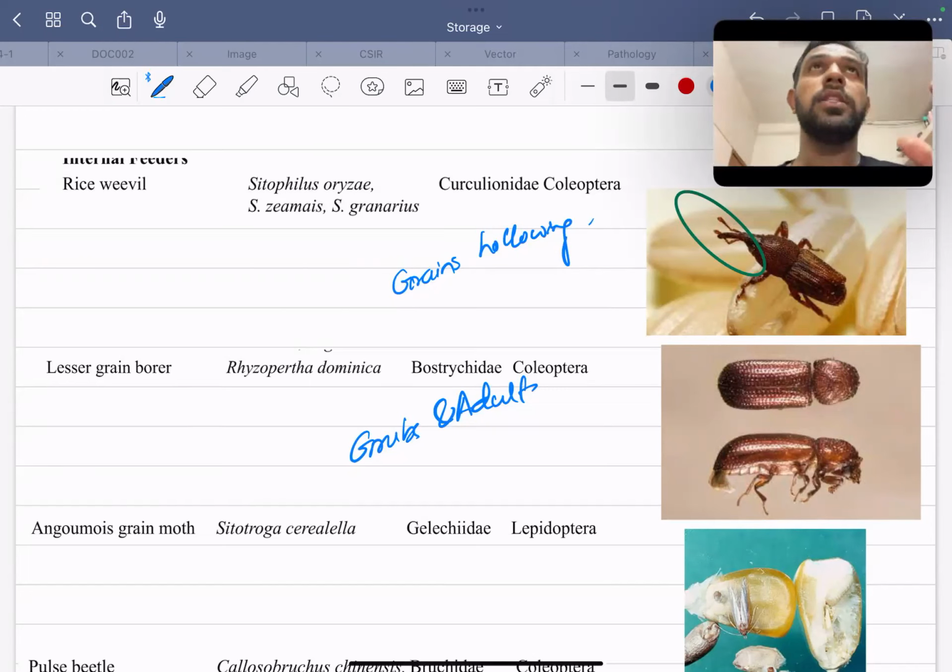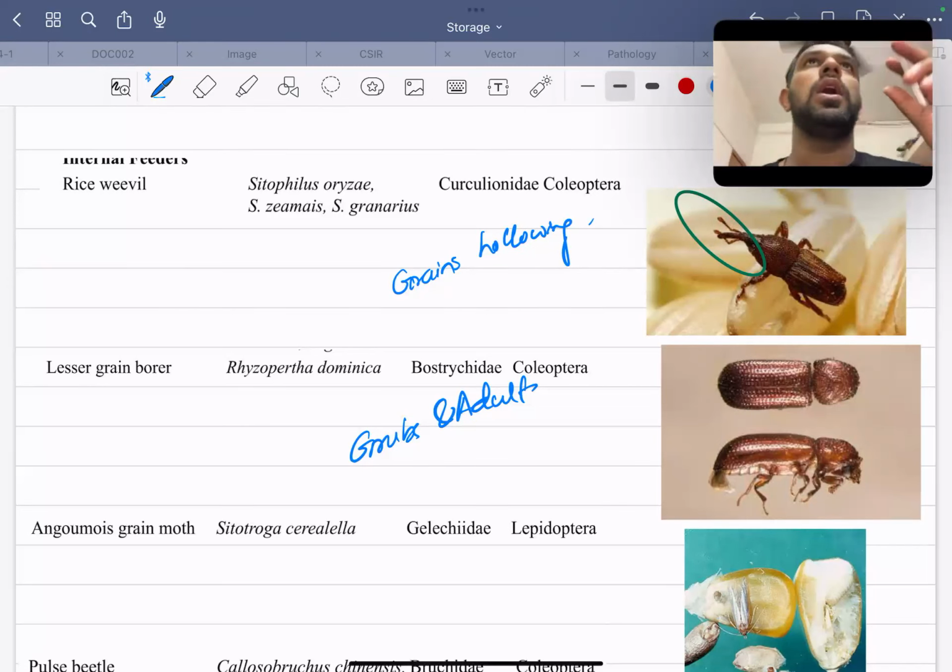The symptoms of damage: the grubs and adults cause damage. The grubs hollow out the kernel, feed on the internal portions, and reduce it to powder form. They will start attacking from around the field itself, and adults always cut a circular hole.